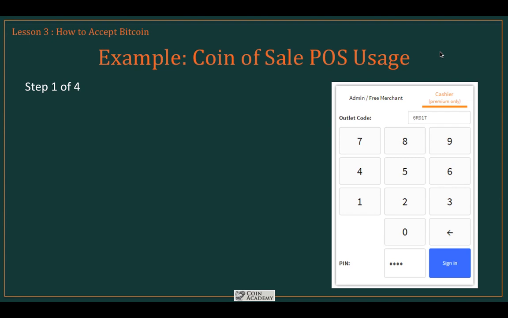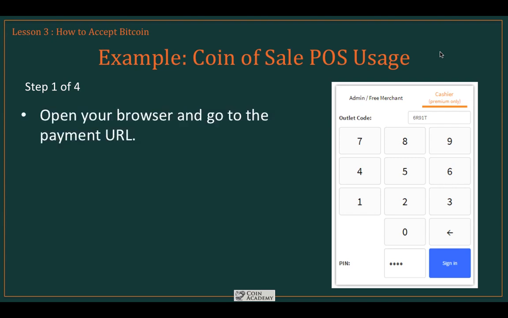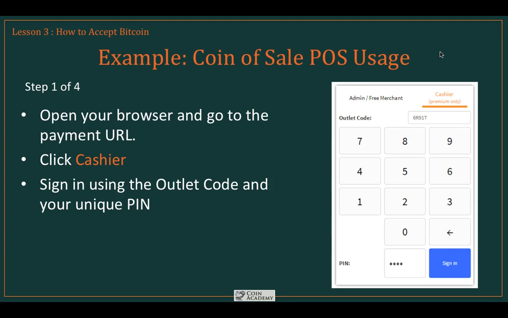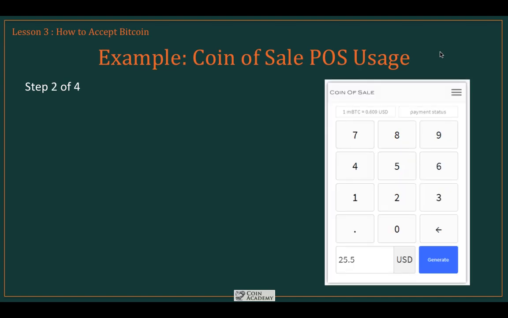Now, here's what you do. You open the browser in your device, whether it's your smartphone or your tablet, the one that you're going to use to show to the customers. Go to the payment URL at point of sale, and you'll see a login option. Click the cashier option, so we took the premium option, and then once you see this screen on the right, enter the outlet code, which matches what store you're in, and then enter the PIN, the personal identification number for this particular user. Click the sign in button. Now you're ready to go.